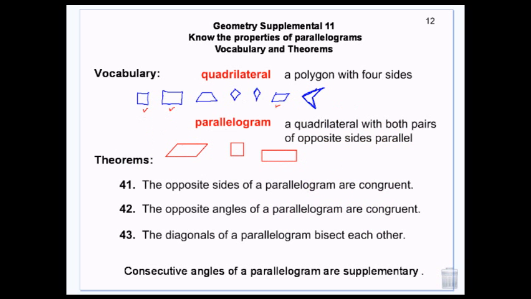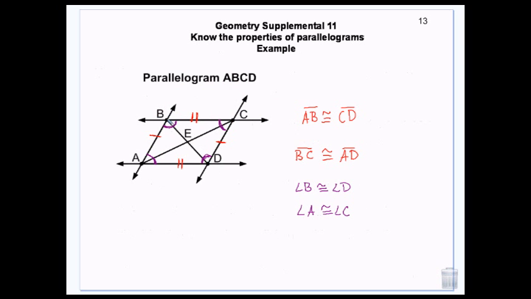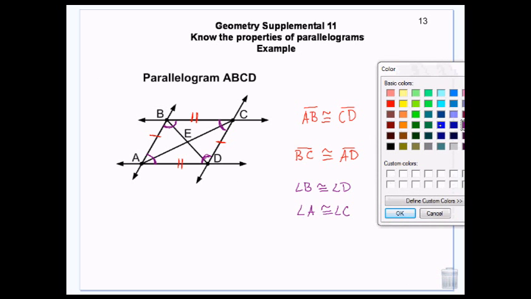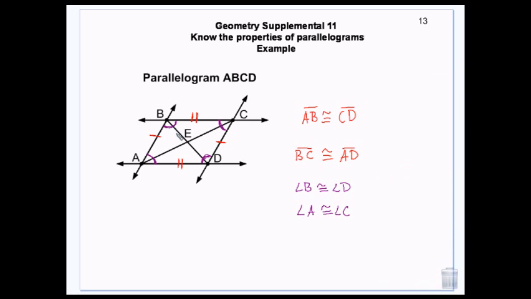Then we have the diagonals of a parallelogram bisect each other. So here's a diagonal goes across from vertex to vertex. And these bisect one another. I'm going to have to put 3 because I know you guys aren't maybe using colors. So BE is congruent to ED, and AE is congruent to EC.